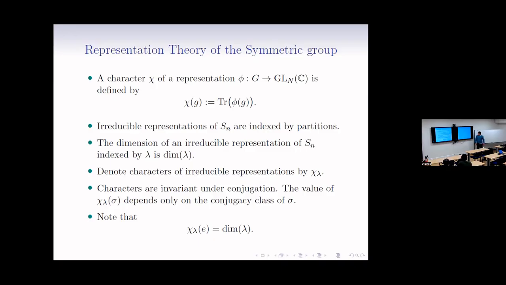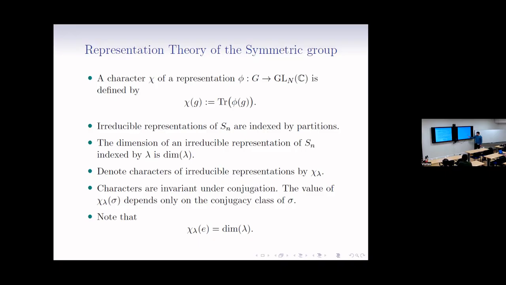Now, irreducible representations of the symmetric group are indexed by partitions. And the dimension of an irreducible representation is precisely dim lambda, the number of standard tableaux of shape lambda. This is the reason why we use this notation to denote the number of standard tableaux, because it comes from representation theory. It's actually the dimension of a vector space.